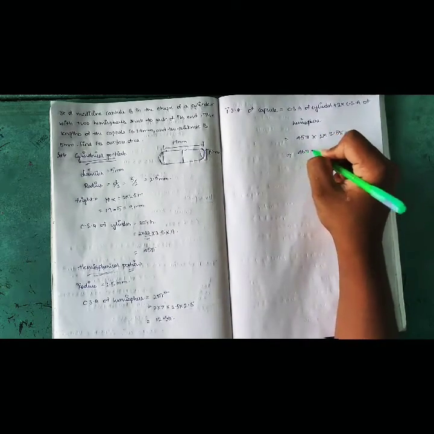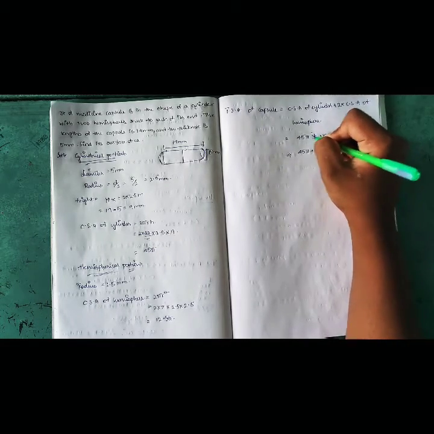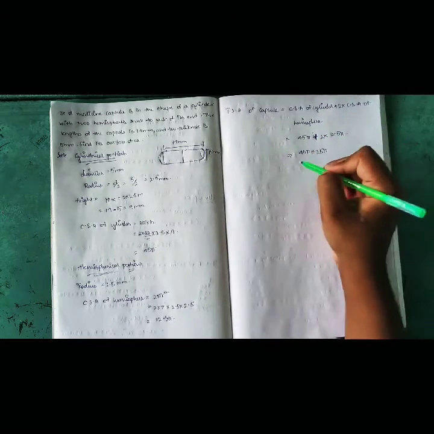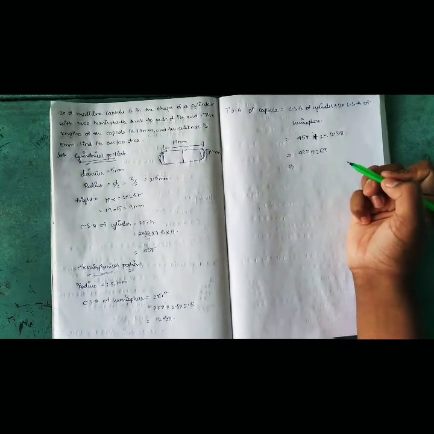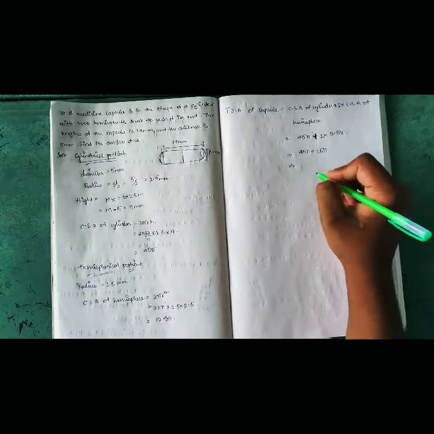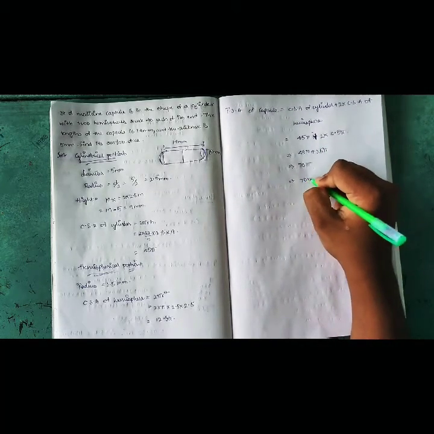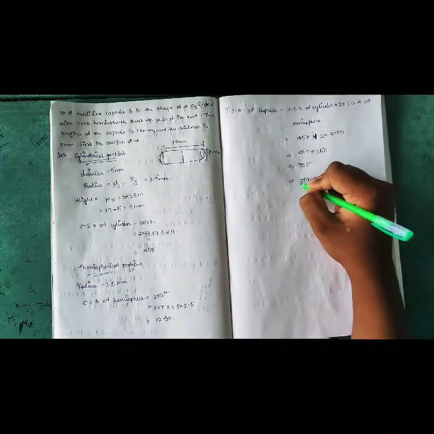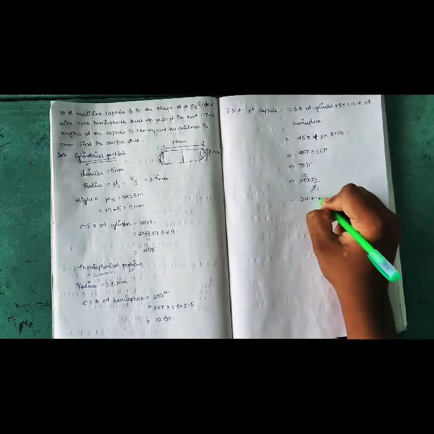So 45 pi plus 25 pi. Here it is plus, not into. So 45 plus 25 is 70, so 70 pi. 70 into 22 by 7: the 7 cancels with 70 to give 10, so 22 into 10 is 220 millimeter.